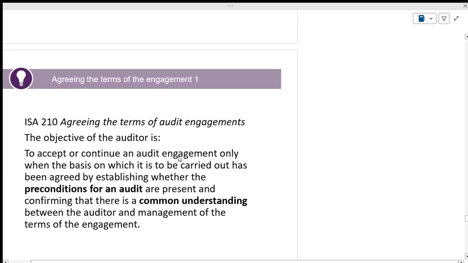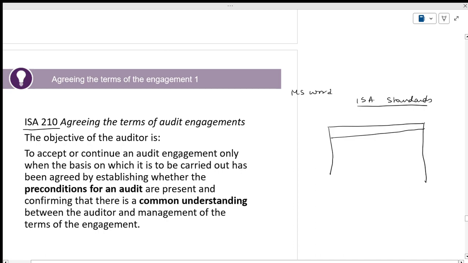Now, remember this. Do one thing. I will suggest this: if you are using MS Word, put a file name ISA standards. The moment you create the file, just put two columns. In one column you put the ISA number, and in the second column you put a brief explanation or description.